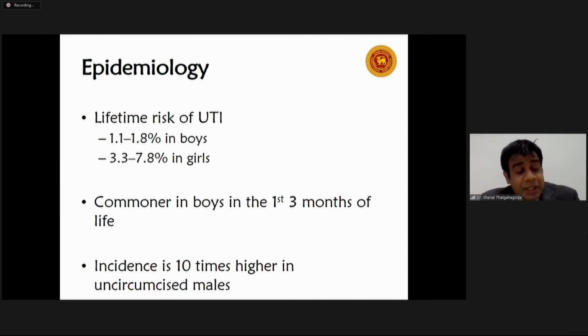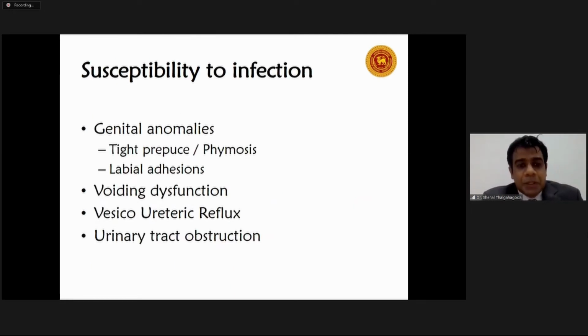However, in the first 3 months of life, as with other infections, UTIs are also commoner in boys. And they've also found that there is a 10 times higher incidence of UTIs in uncircumcised males. So circumcision is preventive. What makes you susceptible to UTI? Genital abnormalities like tight prepuce or phimosis make you susceptible. Labial adhesions also make you susceptible. So you need to look for these in your examination.